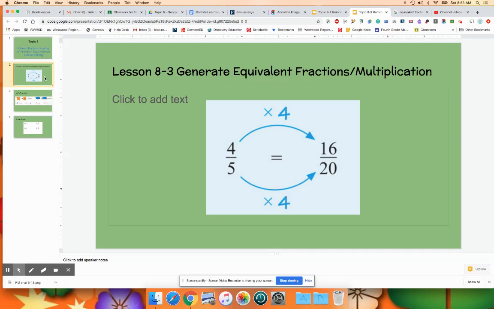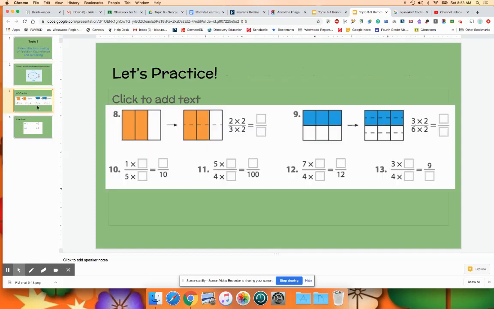Okay, so just like yesterday I modeled for you, we have 4/5, and I want to make an equivalent fraction. Here, they multiplied the numerator and the denominator by the same number, that's important, by 4. So 4 times 4 gave you 16, and 5 times 4 gave you 20. So 4/5 equals 16/20. All right, so today's all about multiplication. Let's take a look at a couple so you just feel comfortable with what you're doing today.